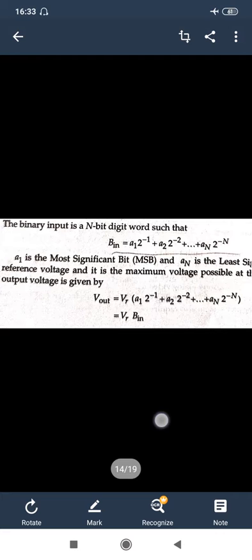When we talk about the LSB, from the formula the LSB is equal to VR divided by 2 to the power n. VR is the reference voltage and n is the number of bits, n bits are there.